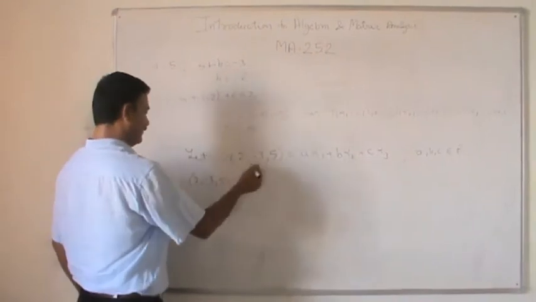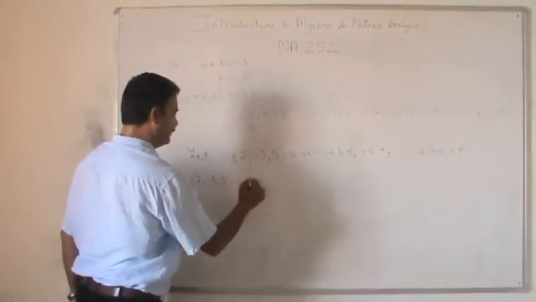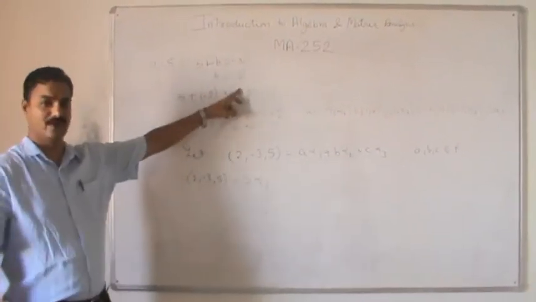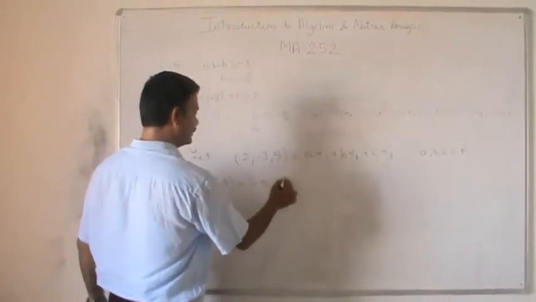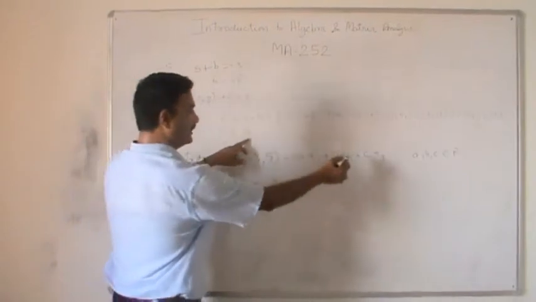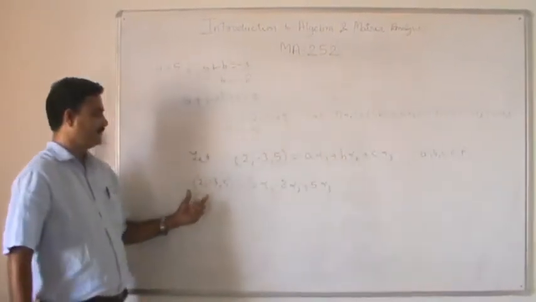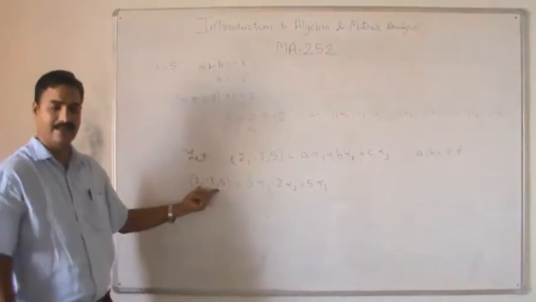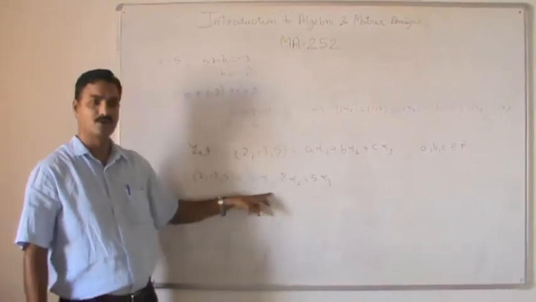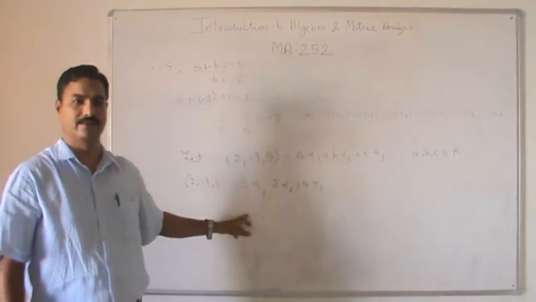So we put the value of a, which is 5, so 5 times alpha 1, plus the value of b, which we obtained as minus 8, so minus 8 times alpha 2, and the value of c is 5, so we replace c with 5, finally we get 5 times alpha 3. So finally we express our vector (2, -3, 5) in terms of alpha 1, alpha 2, alpha 3, which is the desired first part of our question.